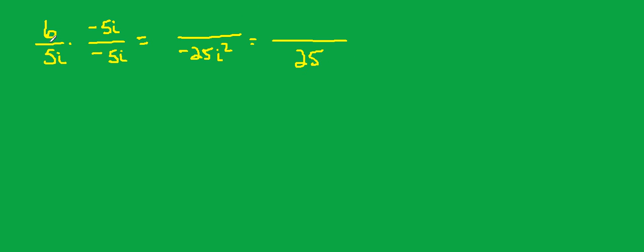And then my top here is going to be negative 30i. 6 times negative 5 is negative 30 times i is negative 30i. And then we can simplify that, right? 5 goes into both of these. So I'm going to have negative 6 over 5, with the i in between them, and the i is really the numerator.